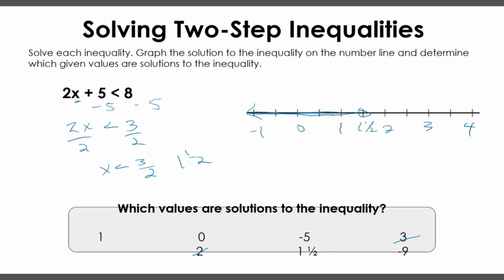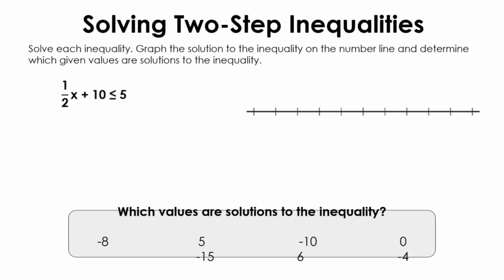So let's make sure. If I substitute 2 in for x, is 2 less than 1.5? No, it's not. It's greater than. If I substitute 3 in, is 3 less than 1.5? No, it's greater than as well. So that's how I know to shade to the left. Anything shaded could be a solution. So we have -9, -5, 0, and 1 and 1/2 can all be solutions.